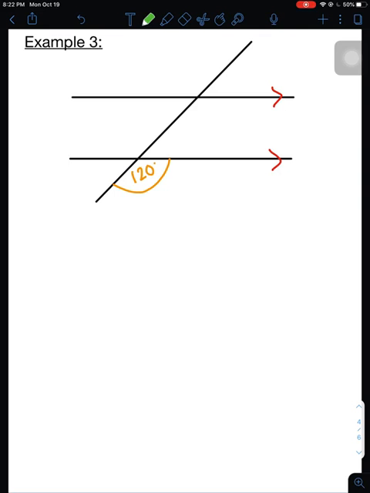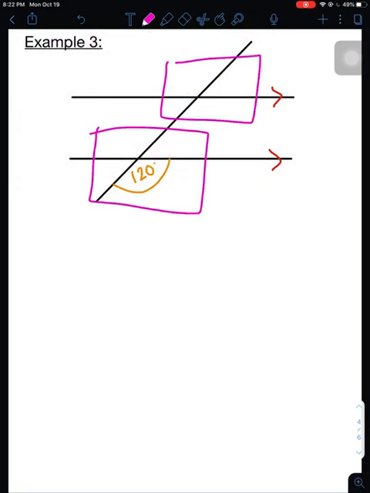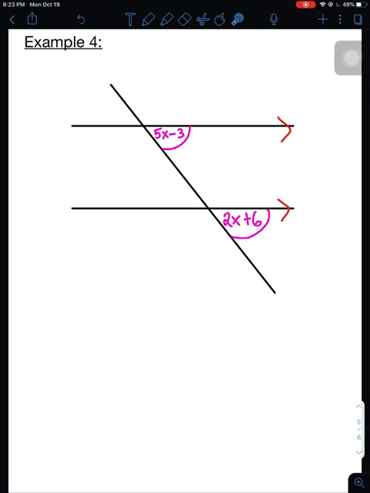Gonna go to the next example. So this is example number 3. I'm gonna do my little groups. So the 120 that's being given to me is on the bottom right corner. So up here, I'm gonna say this is my bottom right corner as well. This is 120. My corresponding angles, therefore they're congruent because it's telling me that they're parallel.